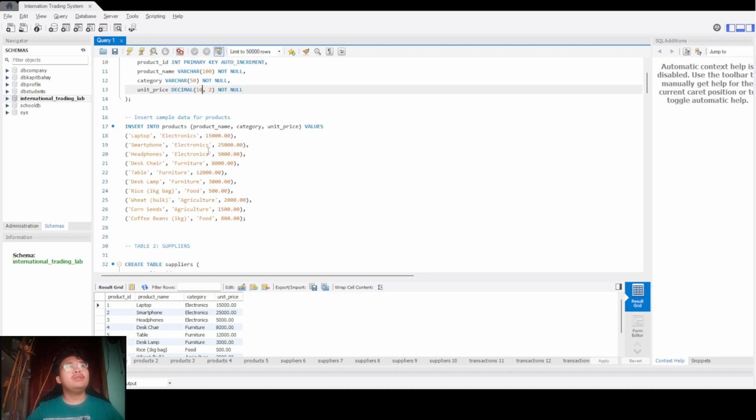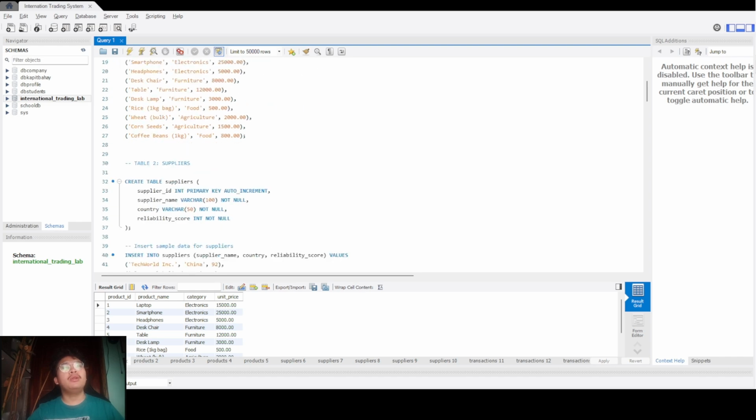So I inserted 10 sample products. We have electronics like laptops and smartphones, furniture like chairs and tables, and agricultural products like rice and corn. So the next table is the suppliers.